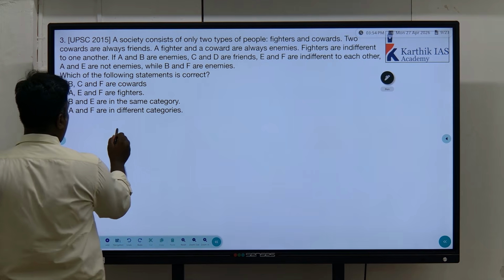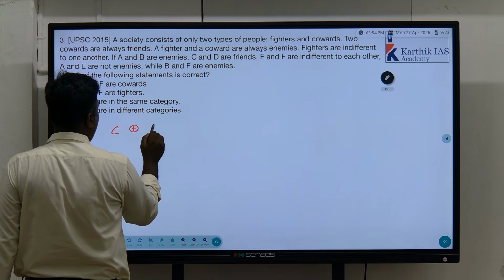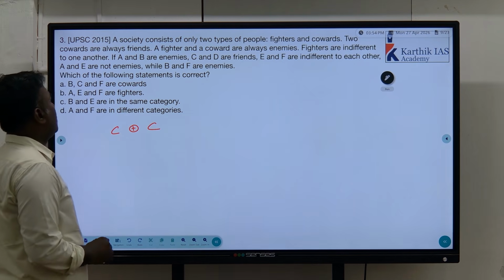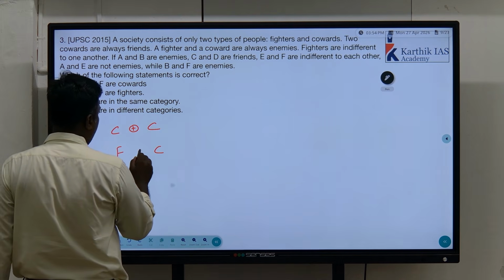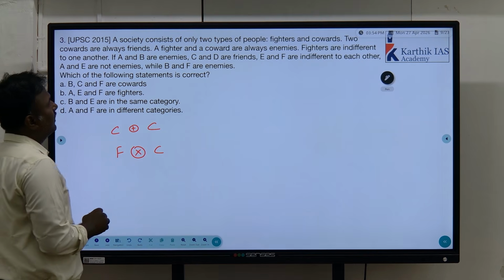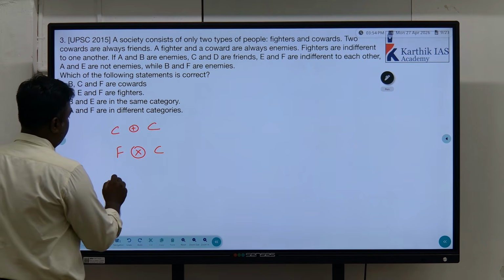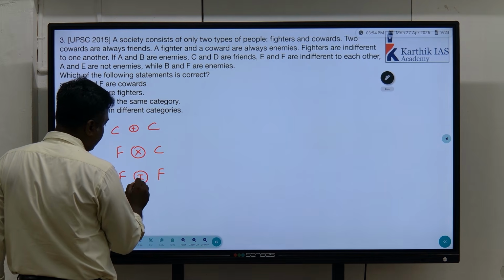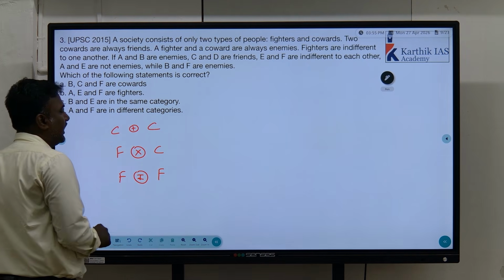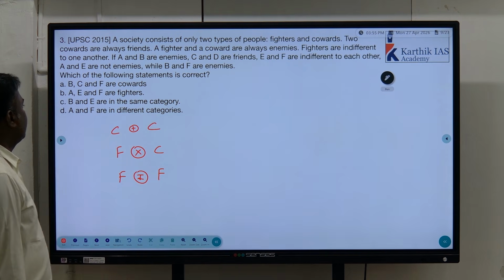Two cowards are always friends. Understand? So what I will do is I will put a plus symbol for friends: two cowards are friends. A fighter and a coward are enemies, I will put a multiply symbol. And fighters are indifferent to one another, so two fighters are indifferent. I will put an I symbol for indifferent. Okay? Friends, enemies, and indifferent: plus, multiply, and I.